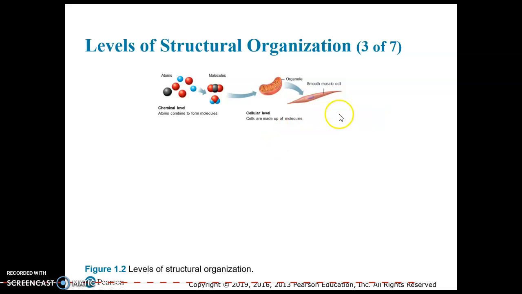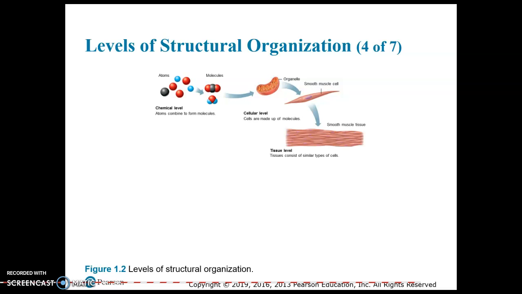And those large molecules will form the little parts inside the cell called organelles. What you're looking at is a mitochondria, which is the place in the cell that produces ATP, or energy. Then you're looking at the next level, which is the cellular level, and this example is a smooth muscle cell. There are actually 3 types of muscle cells: smooth, cardiac, and skeletal. This one is a smooth muscle cell.